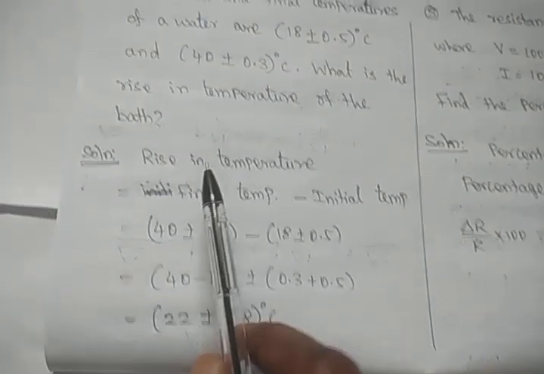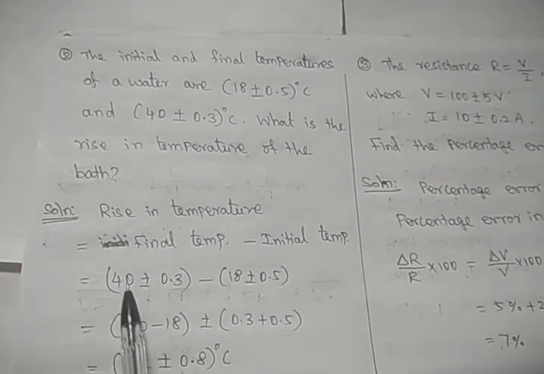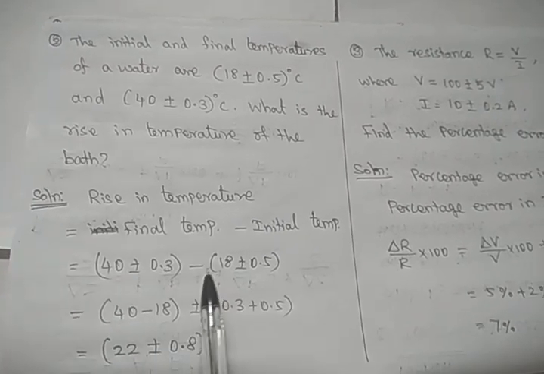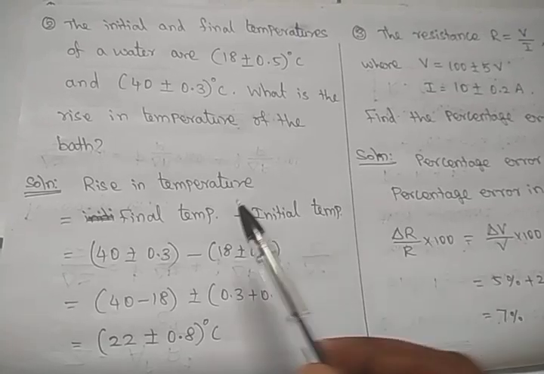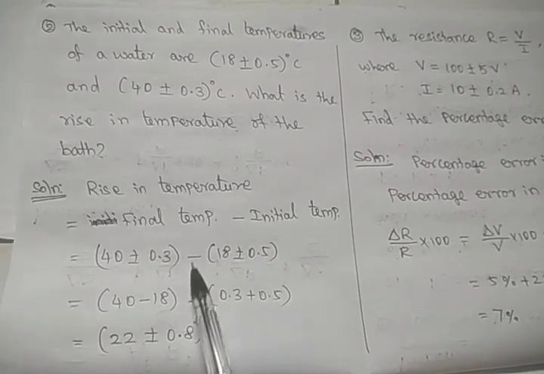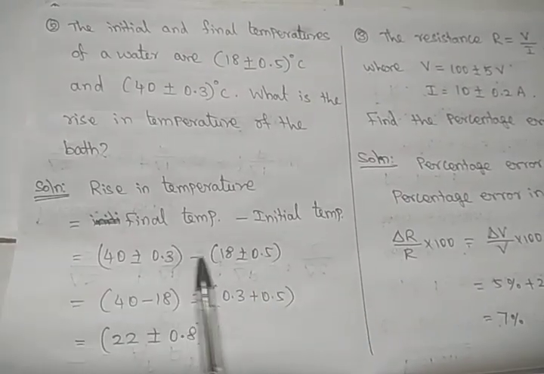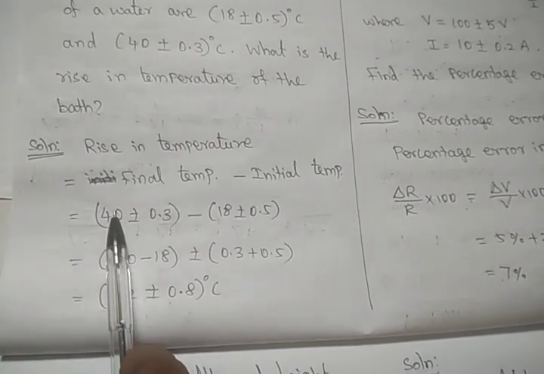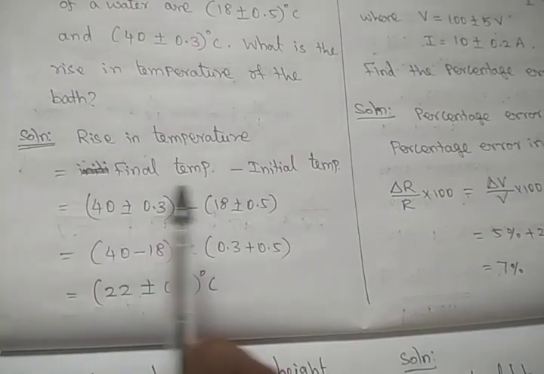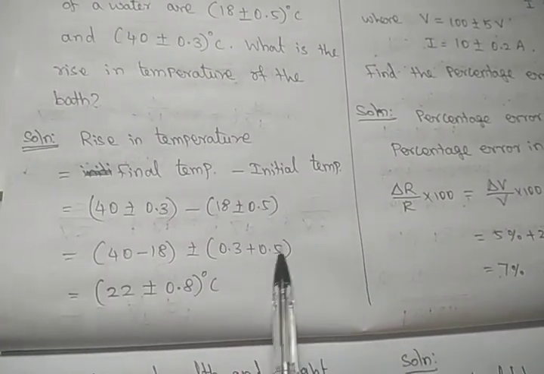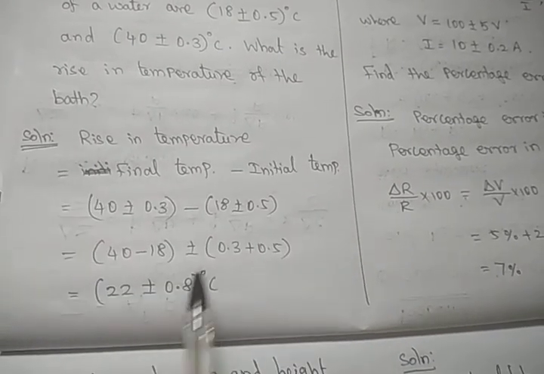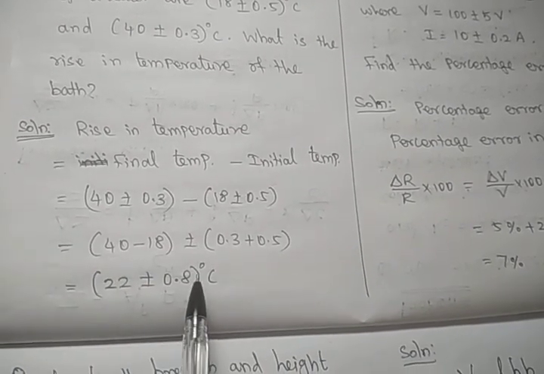So very simple. Rise in temperature is bigger value minus smaller value. Bigger value is 40 plus or minus 0.3 minus 18 plus or minus 0.5. In the previous case, R1 plus R2, here we put plus. In this case we have to subtract, so we put minus. As in the previous case, we take the true values 40 and 18 and directly subtract, and 0.3 and 0.5 we add. Finally we get 22 plus or minus 0.8.